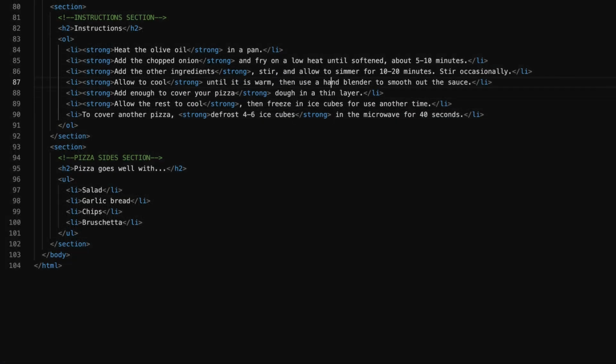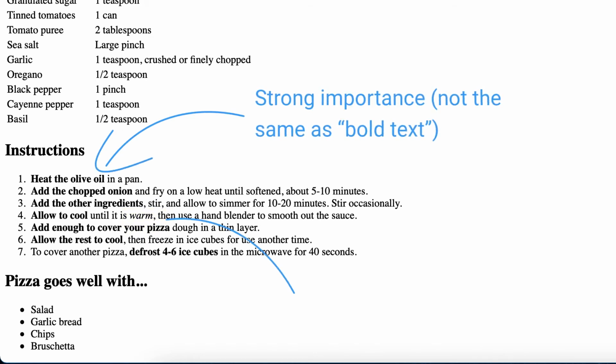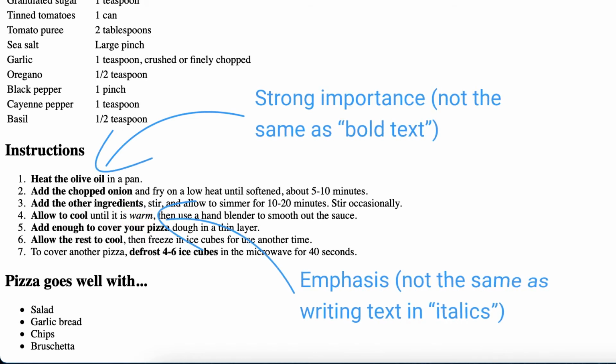We can also add emphasis to our content using the EM element. Let's add this to a word here. If we refresh and look at the page in our browser, we can see that the browser has italicized the word. It's important to note that giving content strong importance or emphasis is not the same as making it bold or italicized. Whilst that is the outcome on browsers by default, it is not the same thing.